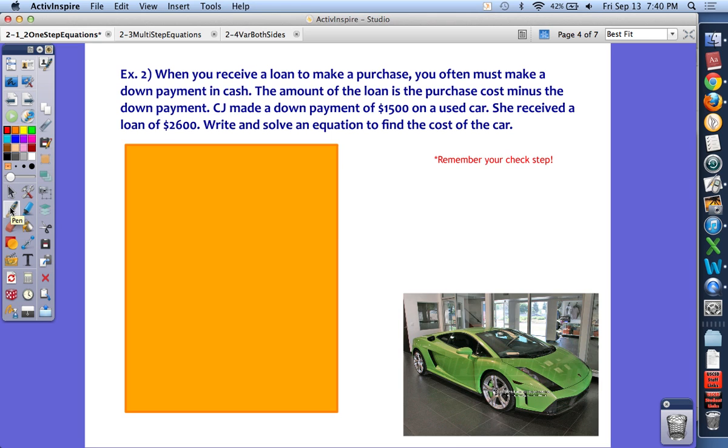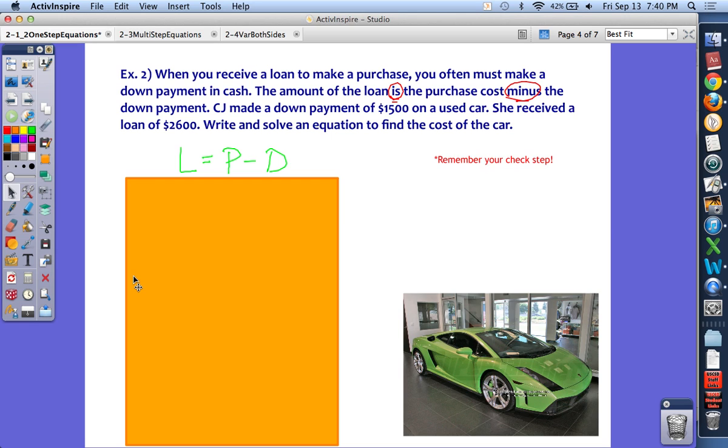So what words in this problem are related mathematically? What math words do you see? Hopefully you caught this minus. And anytime I see minus, I also look in there for the word is. The amount of the loan is. Because is means equals, and minus means minus. So you already have an equation. I would start with just letters.